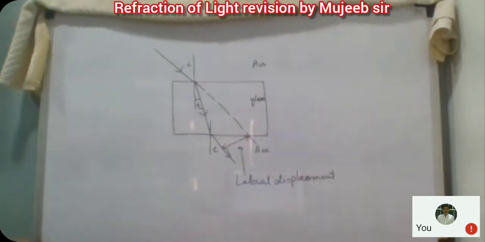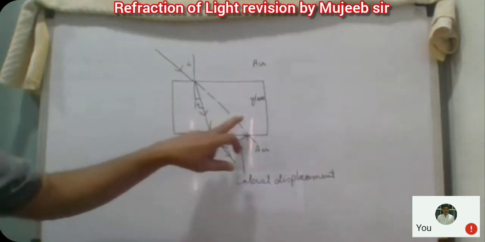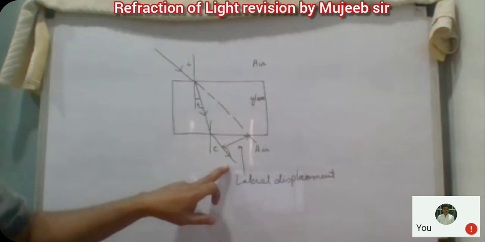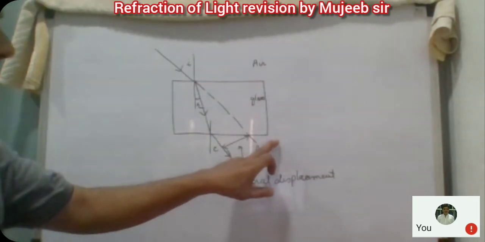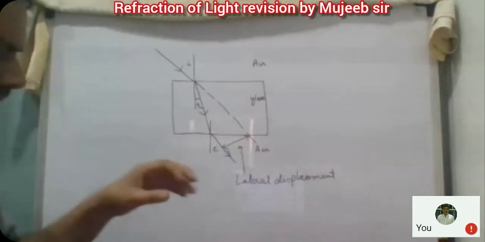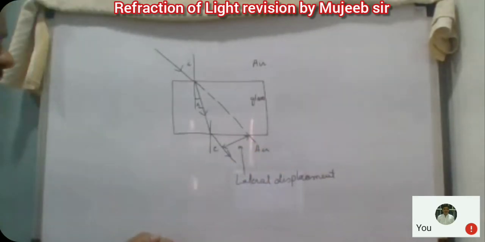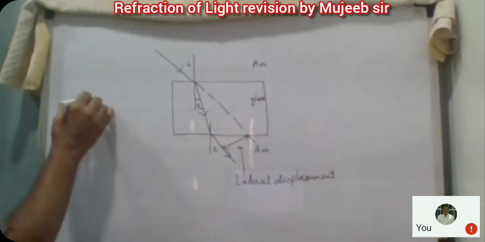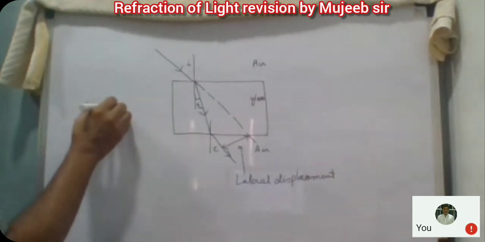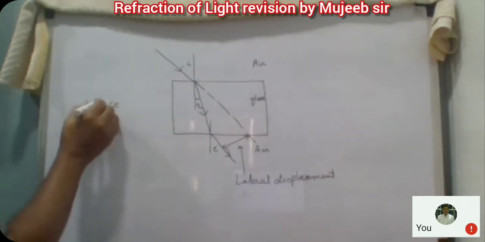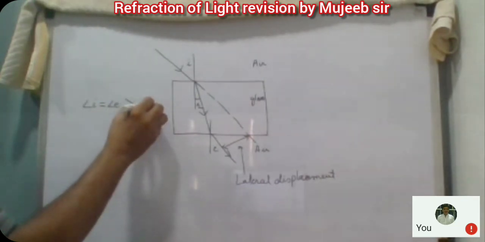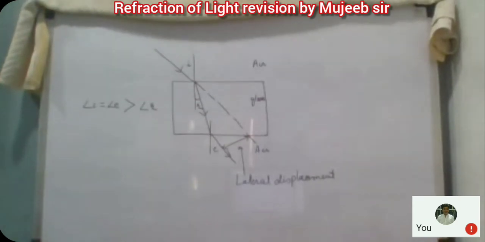How will you define lateral displacement? Lateral displacement is the perpendicular distance between the extended incident ray and the emergent ray. Here you will also observe one important fact: the angle of incidence is equal to the angle of emergence, and they both are greater than the angle of refraction. This you have to remember.